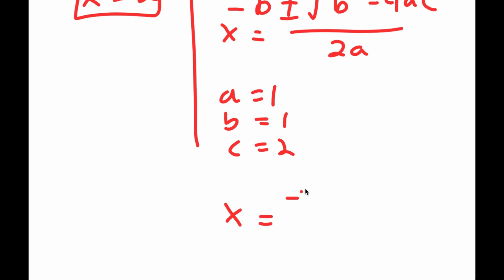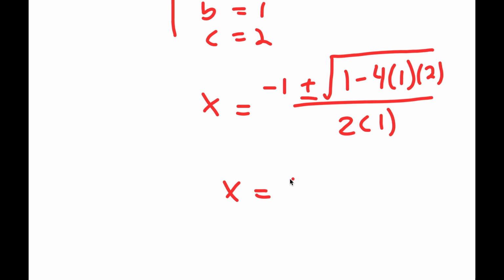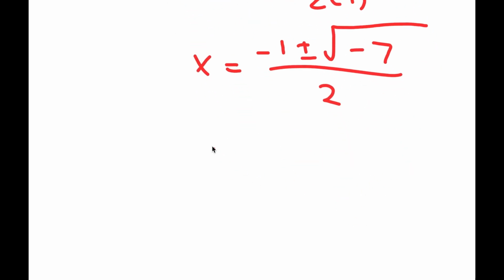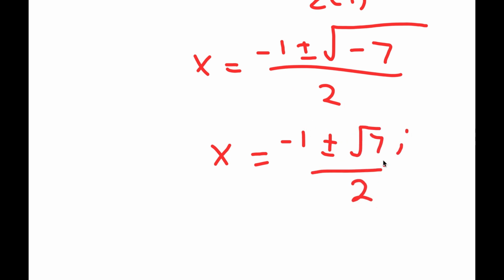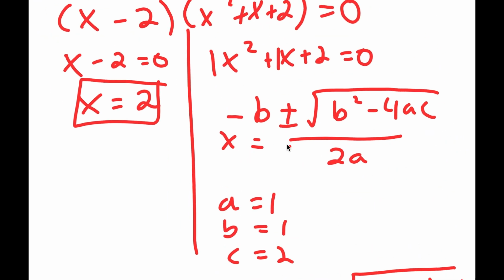So I get x is equal to negative 1 plus or minus the square root of 1 squared, which is 1, minus 4 times 1 times 2 all over 2a. And now this is equal to negative 1 plus or minus the square root of 1 minus 8, which is negative 7. Now I have this over 2. And this is equal to negative 1 plus or minus the square root of 7i over 2. So these are my three solutions.